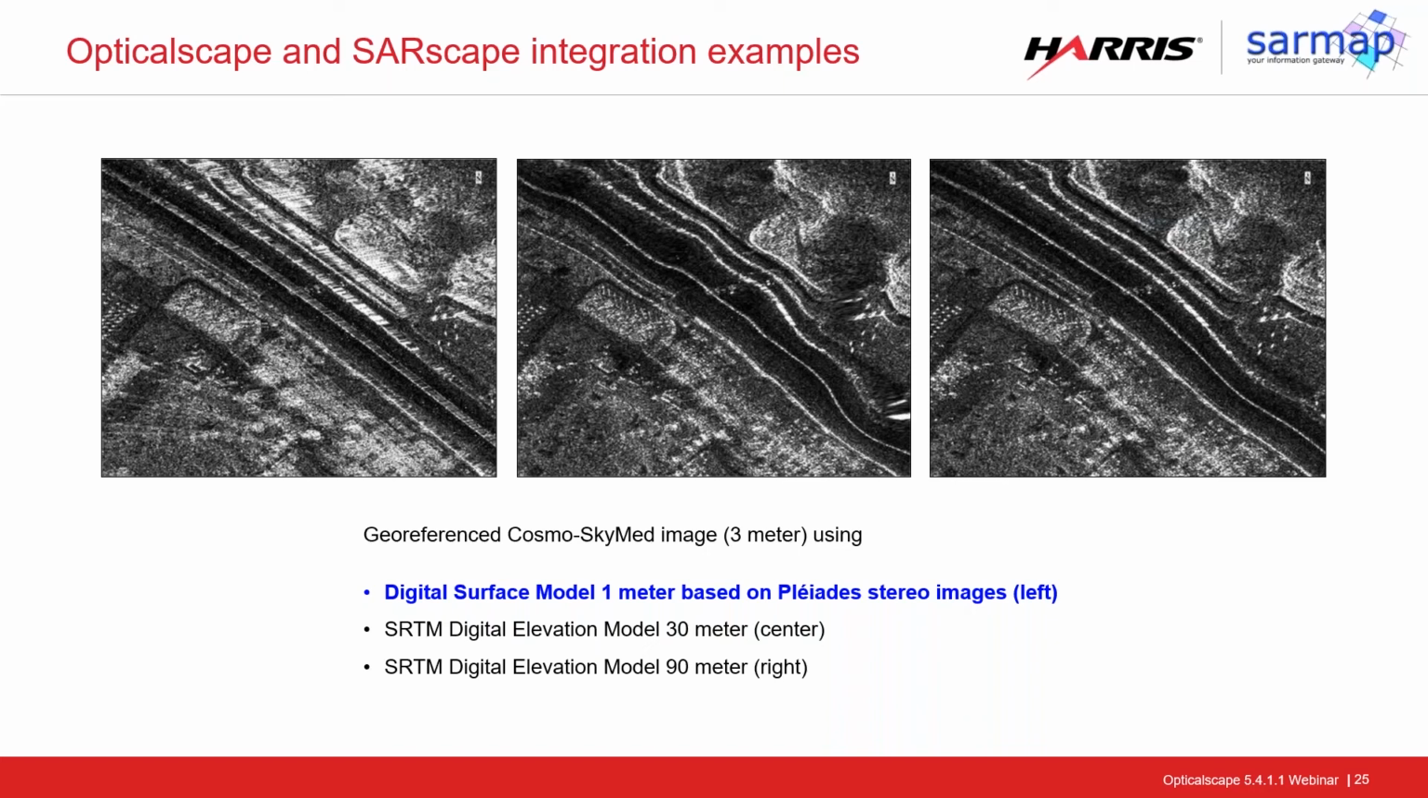In the center one, we used the 30-meter one, which has even more deformation of the features, while on the left side, we used a 1 meter Pleiades stereo DSM in order to correct it, to georeference it. And as you can see, the features are very much more linear with less distortion.